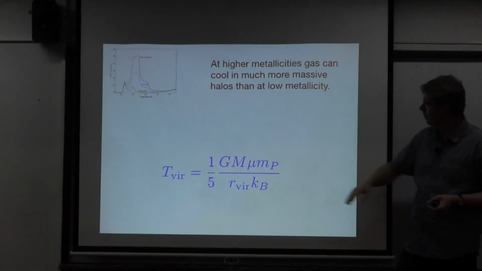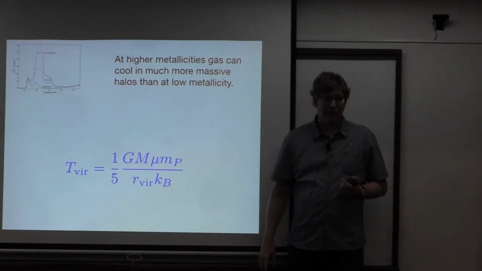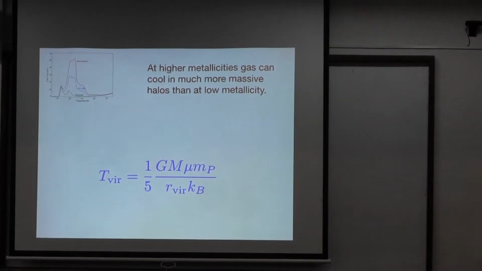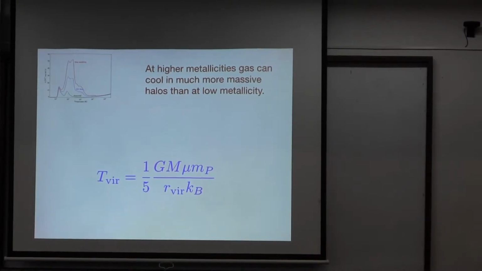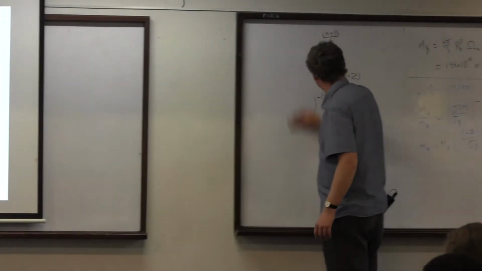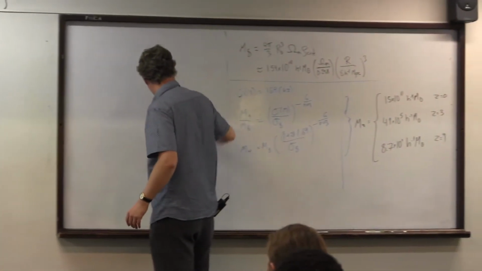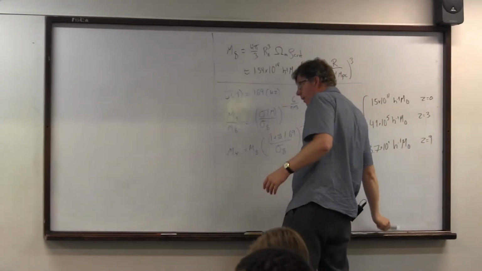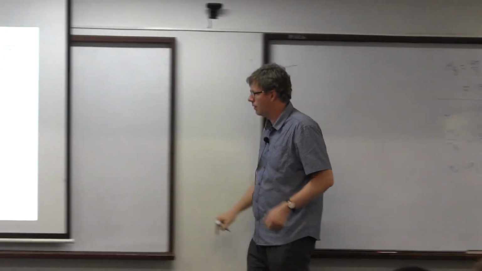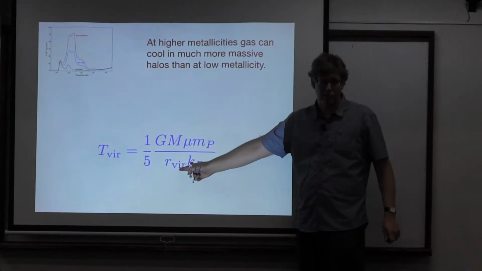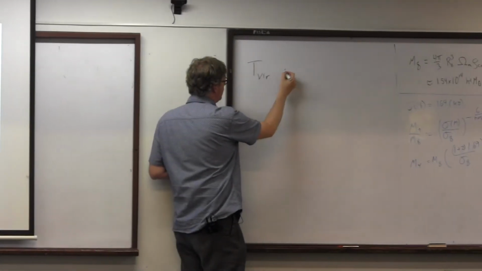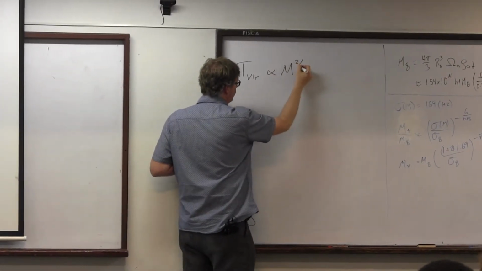Now, you remember yesterday I put this equation down for the virial temperature. I wrote it down again here, but I see I didn't put it in. Let me also insert the value for R. So this virial temperature we showed yesterday, this virial radius depends on the mass to the 1/3 power. So the virial temperature depends on the mass to the 2/3 power.